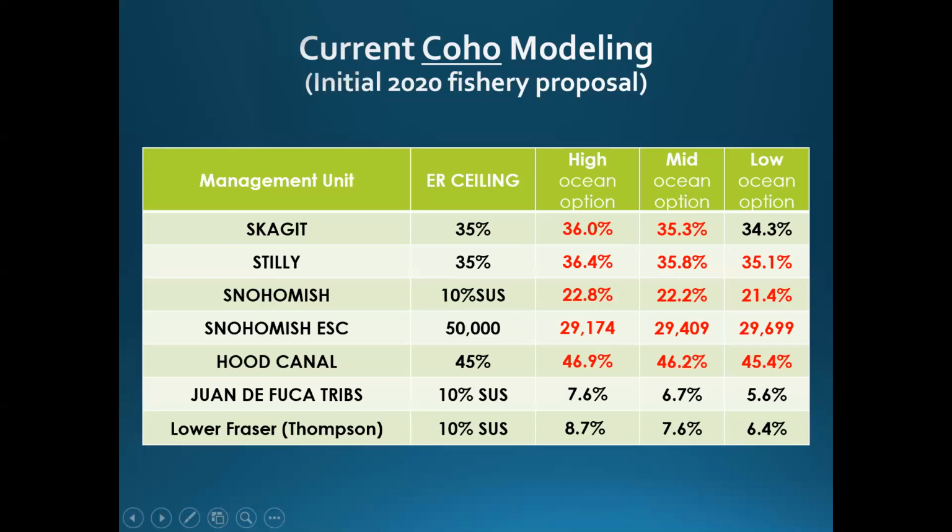And you can see in our 3 ocean option model runs where that stock is falling out relative to the 50,000. So we're approximately around 29,000 fish, which fluctuates a little bit between ocean options. As far as other stocks to look out for, Skagit, Stillaguamish, and Hood Canal are all currently exceeding their management objectives, at least in one of the ocean options. But once again, we think that those will be less constraining stocks than the Snohomish stock.